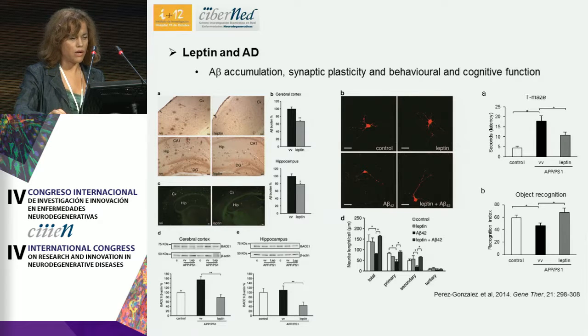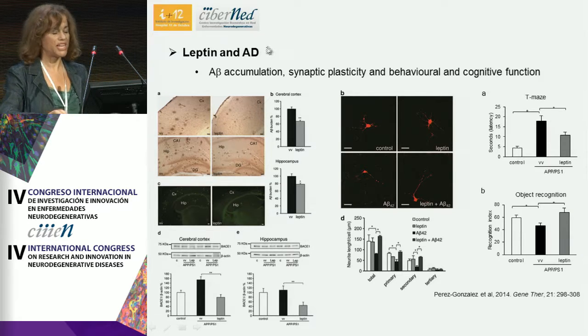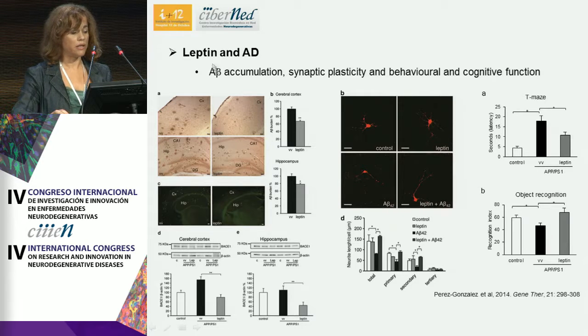There are also previous studies where it was reported the effects of leptin over other kinds of processes, for instance, reducing the accumulation of beta amyloid, and also modulating the phosphorylation of tau.